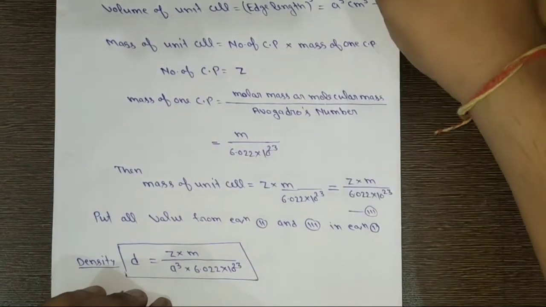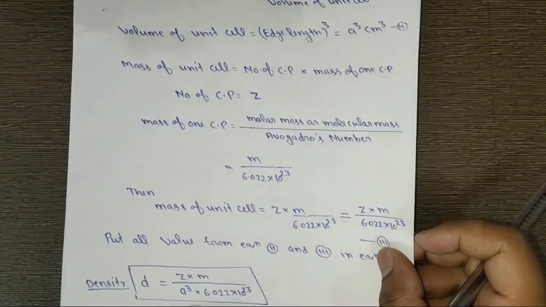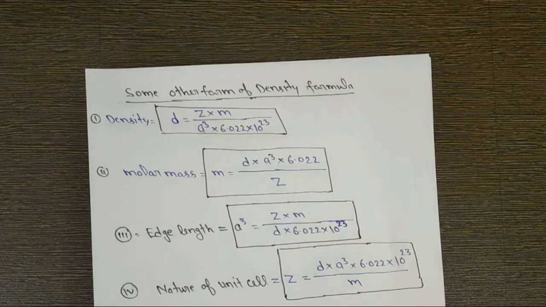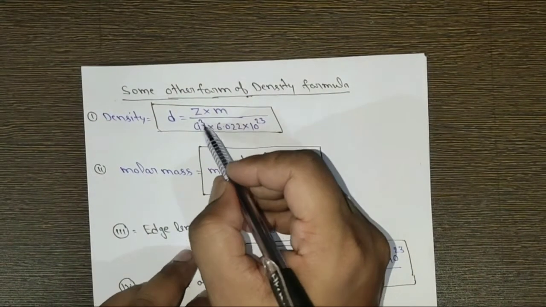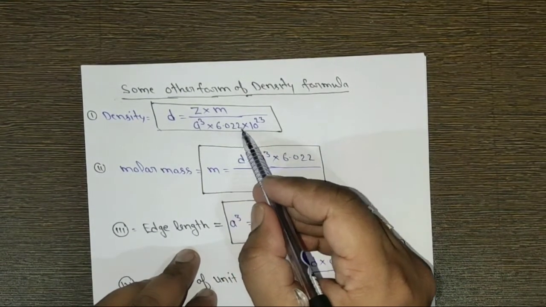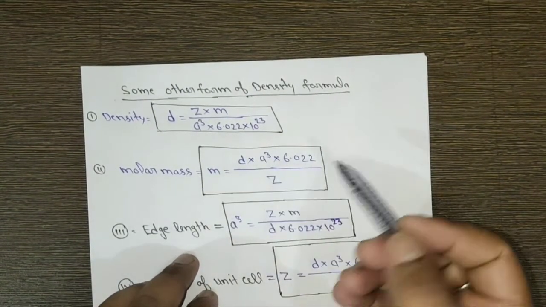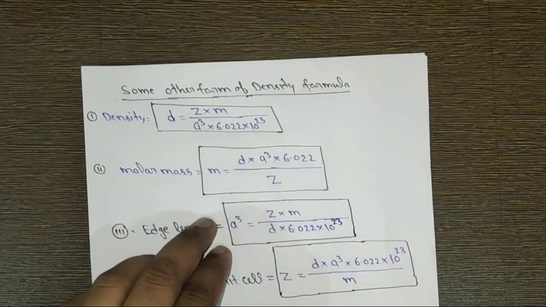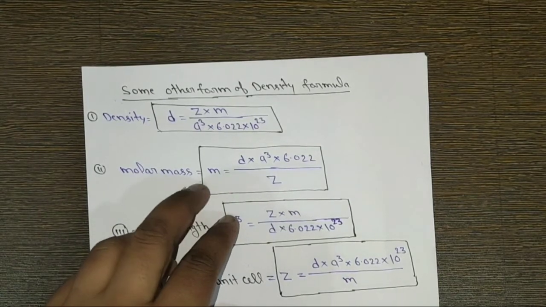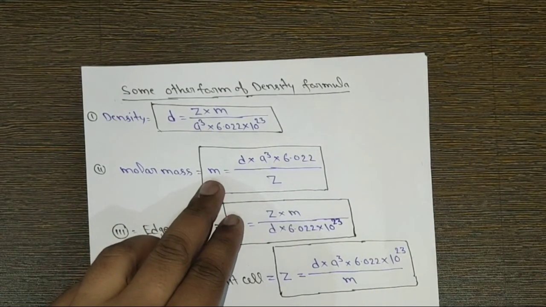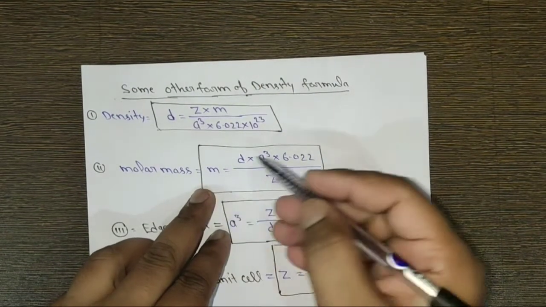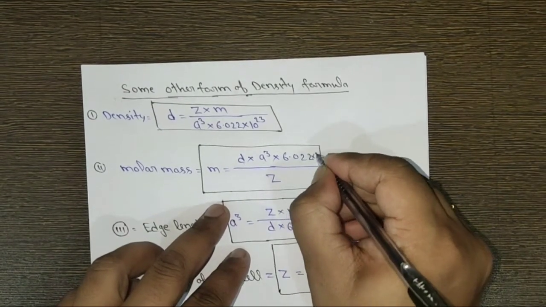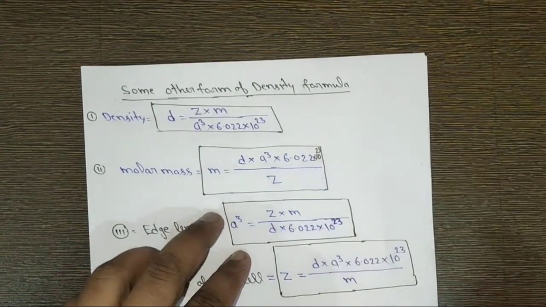Next, some other forms of the density formula. First form is density equals Z into M upon a cubed into 6.022 into 10 to the power 23. Then we can also calculate the molar mass of the constituent particle, if the question says to calculate the molar mass of the constituent particle. Then the molar mass of constituent particle equals density into a cubed into 6.022 into 10 to the power 23 upon Z.